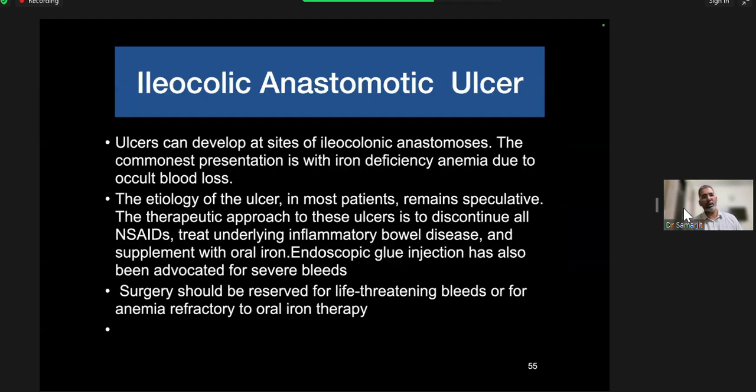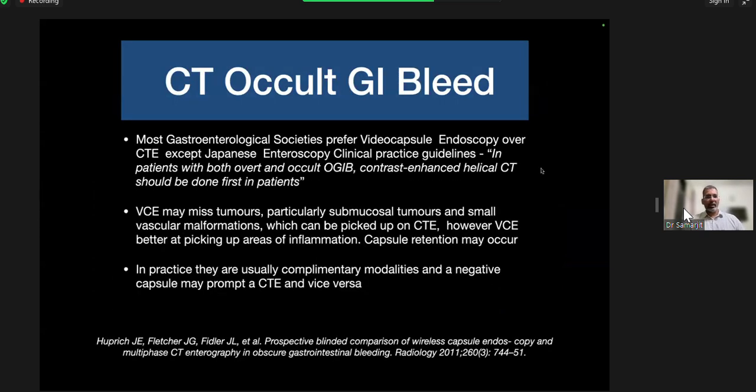So they can develop at any anastomotic site, but very common in the ileocolic anastomotic ulcer sites. Most of the time, endoscopic glue injection should be done. And if that doesn't work, then they go ahead and remove the stoma. Just a slide about occult GI bleed.